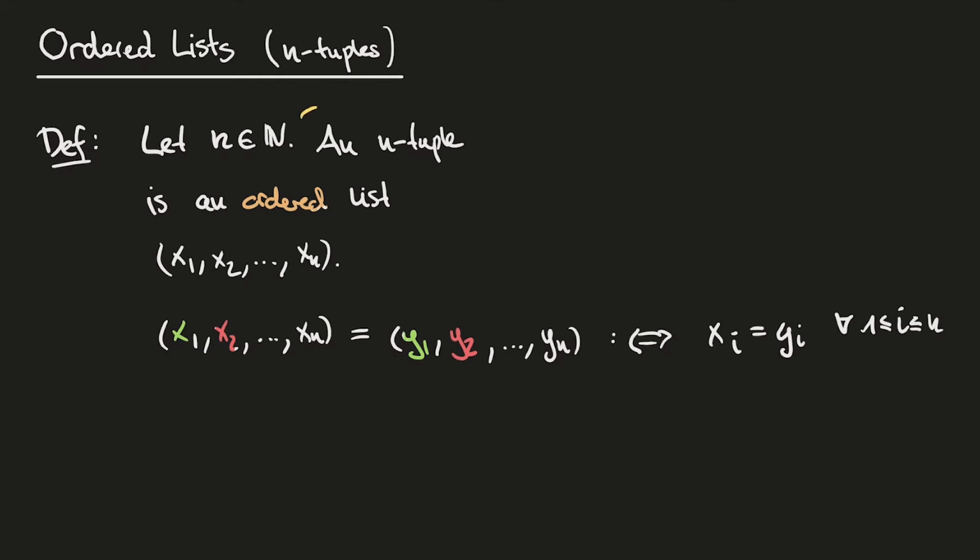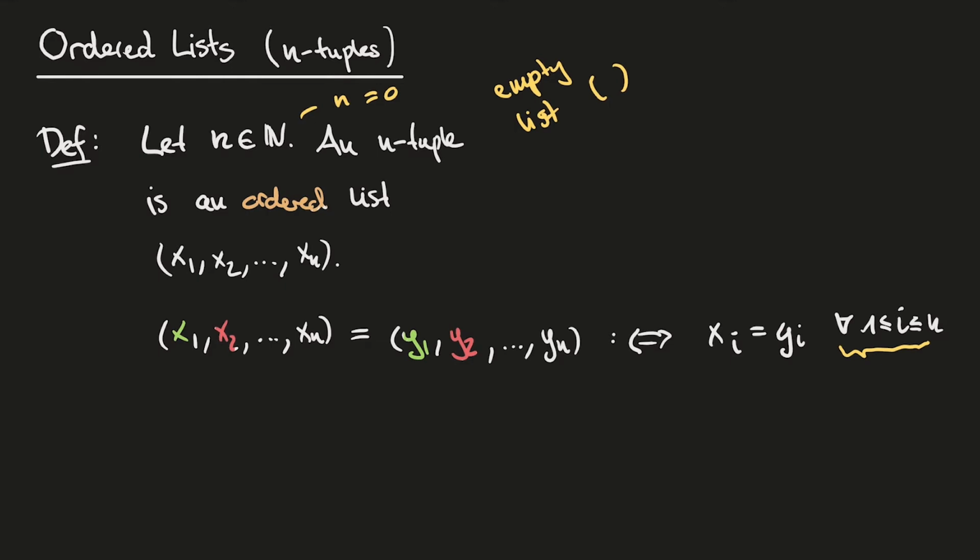Let's note that I allowed n to be an arbitrary natural number, so n could be 0. And in this case, when n is 0, the condition for two tuples to be equal is satisfied by default because there are no indices i between 1 and n. So the only list of length 0 that we have is the empty list, which we will denote by just empty brackets. And so any two empty lists are equal.